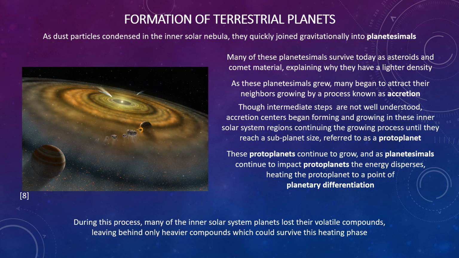These protoplanets kept growing from planetesimal impacts and accretion, and the impacts of planetesimals on the protoplanets gives off a lot of energy. That collision is going to impart a lot of energy and heat, and so that is going to heat your protoplanet and cause planetary differentiation. That is the separation of the heavier and lighter elements into the mantles and the crust in the terrestrial planets. During this process, many of the inner solar system planets lost those volatile compounds and left behind the heavier compounds, which could survive this intense heating phase.